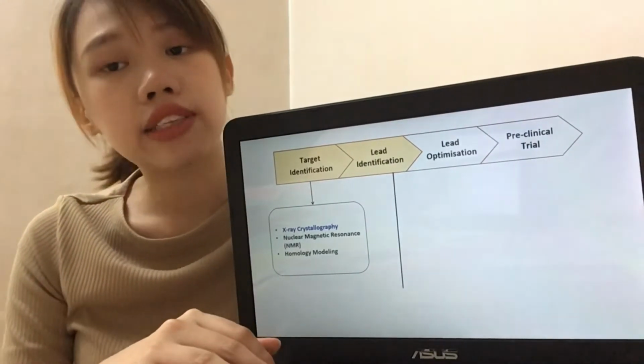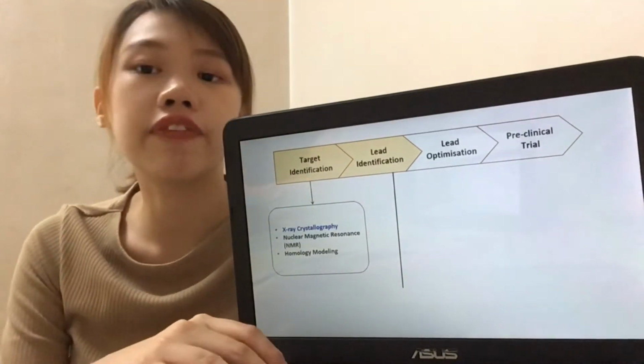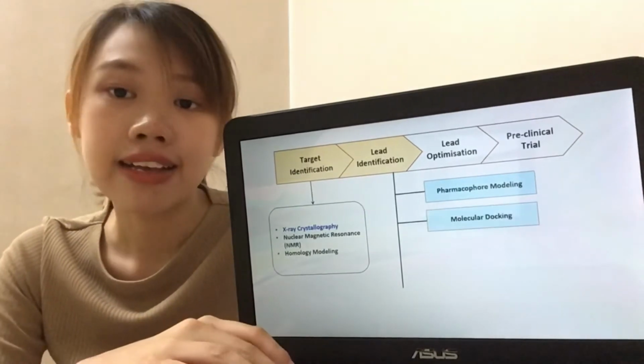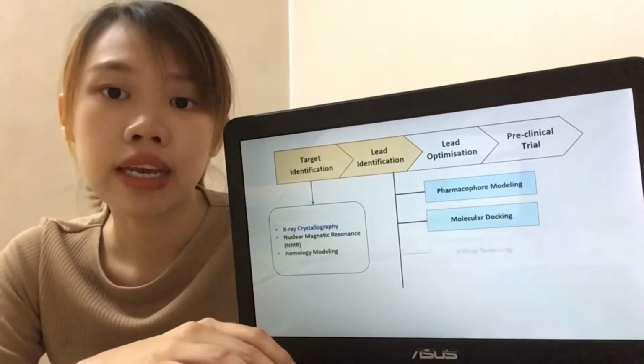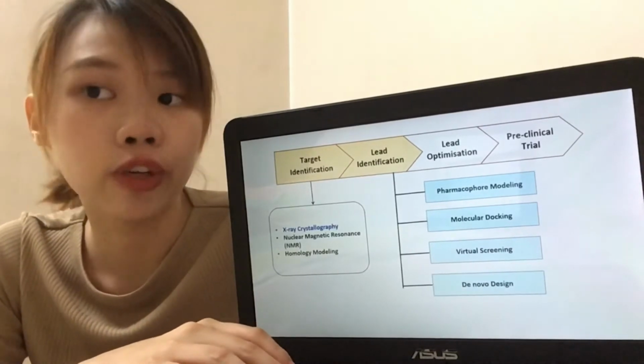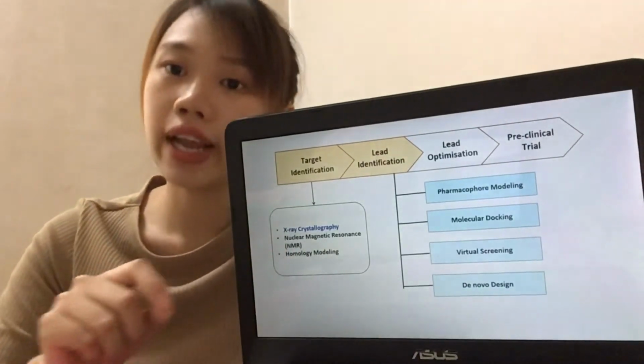The next process is lead identification. In lead identification, we have 4 steps. The first one is pharmacophore modeling. Second, molecular docking. Third, virtual screening, and the very last one, de novo design. These are the 4 steps that I will talk about later. Alright.